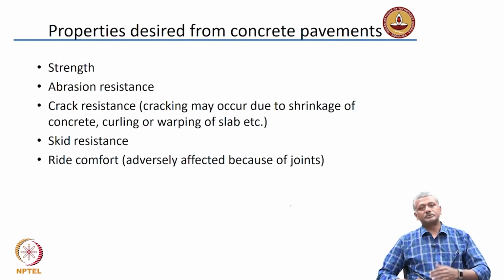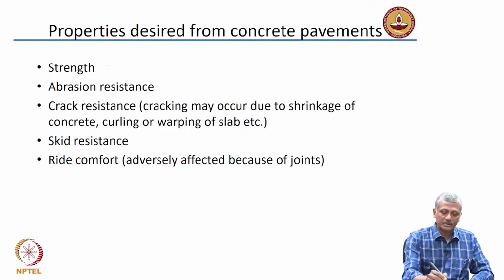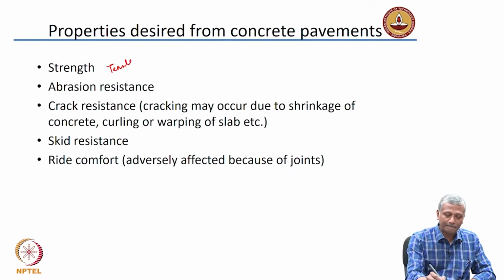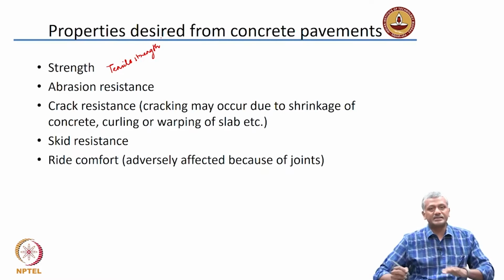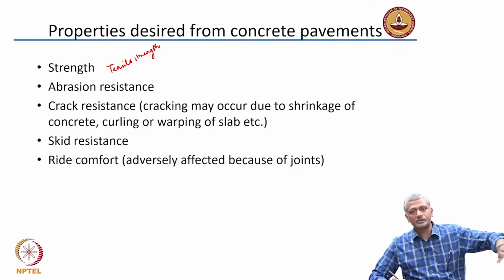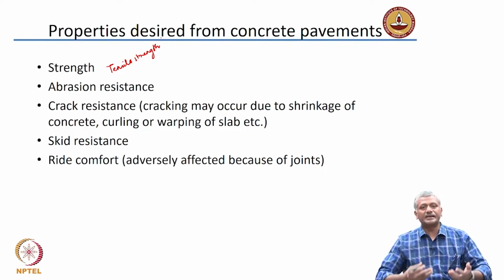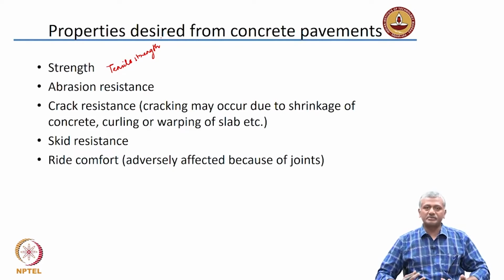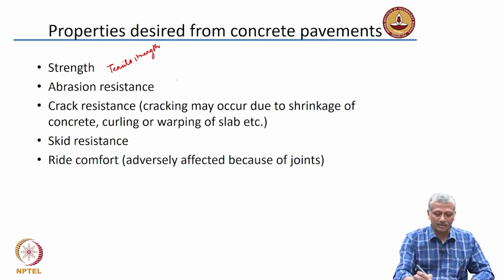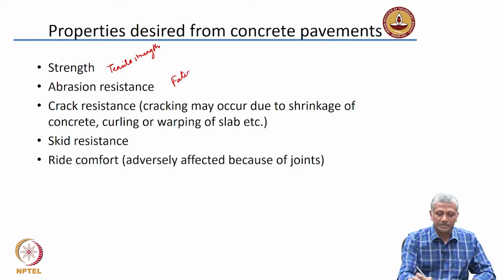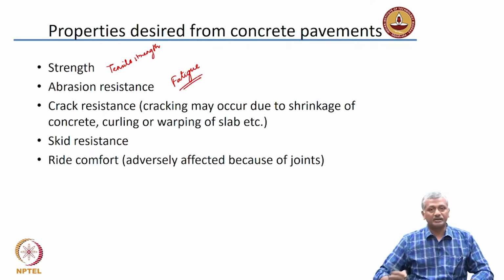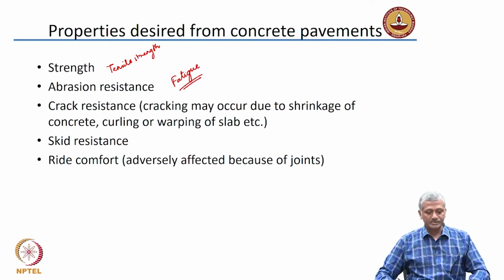Now, just like asphalt pavements, where we had some specific properties that we desired, in concrete pavements, what do we need? Obviously, we need strength. Mostly we need tensile strength. We also need abrasion resistance, because as the vehicles move continuously on the surface, concrete will continuously get abraded. So, abrasion resistance and fatigue resistance are also needed, because in buildings we do not really take fatigue, but here we have to also take up fatigue resistance.